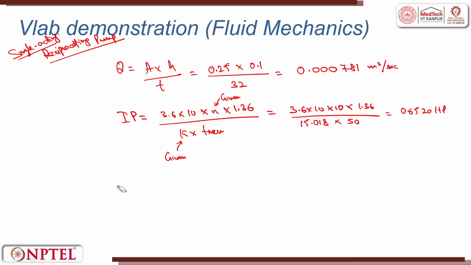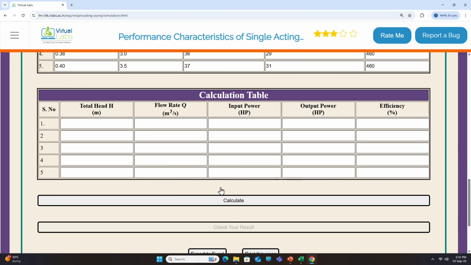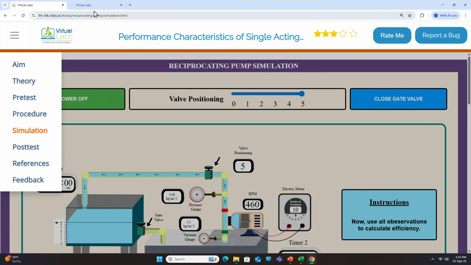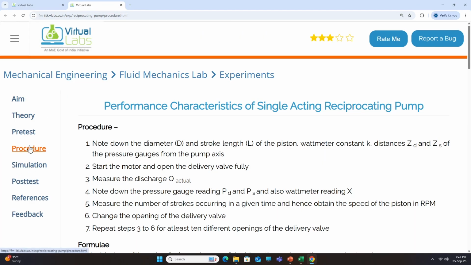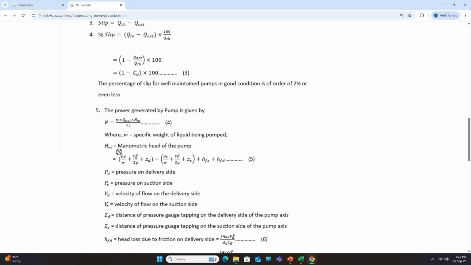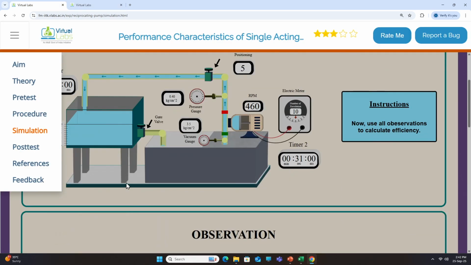Similarly, I am just saving time. You can calculate the output power and you can calculate the efficiency. You can calculate and put it here. I have calculated everything and I will just put the values in the observation table. Total head calculated here is 4.6. Total head calculation is a little vast. Total head can be calculated using the formula that is given in the procedure here. You can see the total head here is using this pressure and volume. This you have already done in the previous experiment. I will just enter the values here.